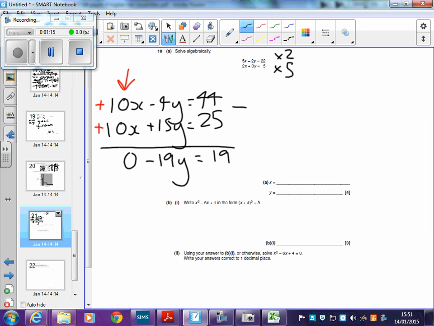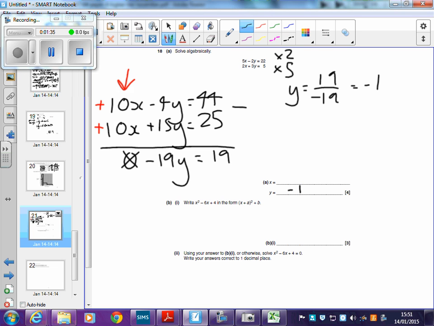So 0 minus 19y equals 19. You can kind of ignore your 0 because it's not there. Minus 19y equals 19. Take your minus 19 across the other side where it becomes a divide. So y equals 19 divided by minus 19, which is minus 1. I can fill that in down there.